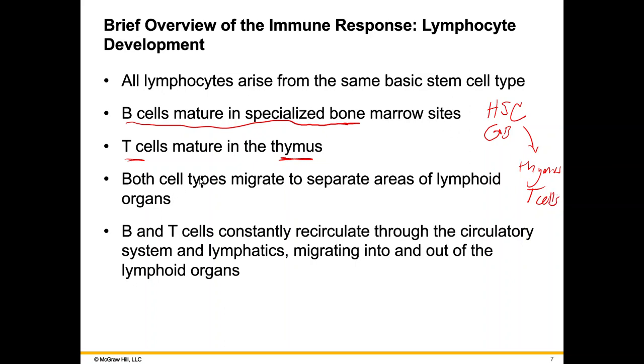Alright, so both of these, after they have matured in the thymus or the bone marrow, will then move to other lymphoid organs. After that, they will constantly circulate throughout the circulatory system and the lymphatic system, working as a surveillance mechanism for any potential pathogens in our cellular environment.